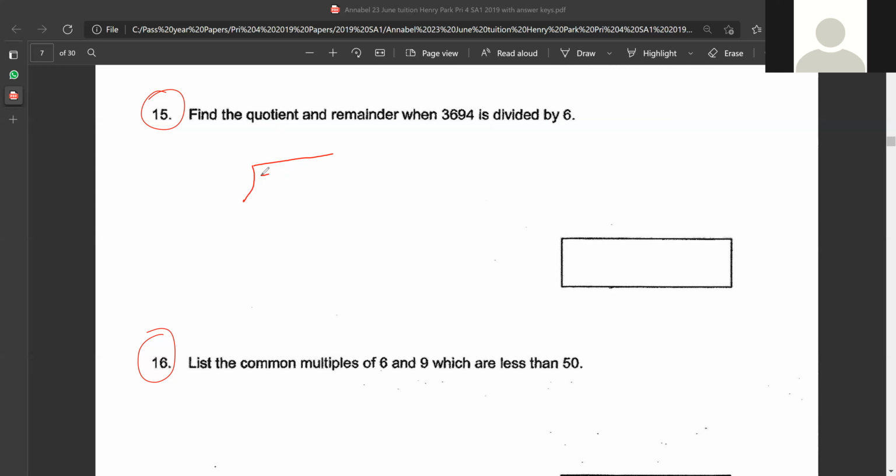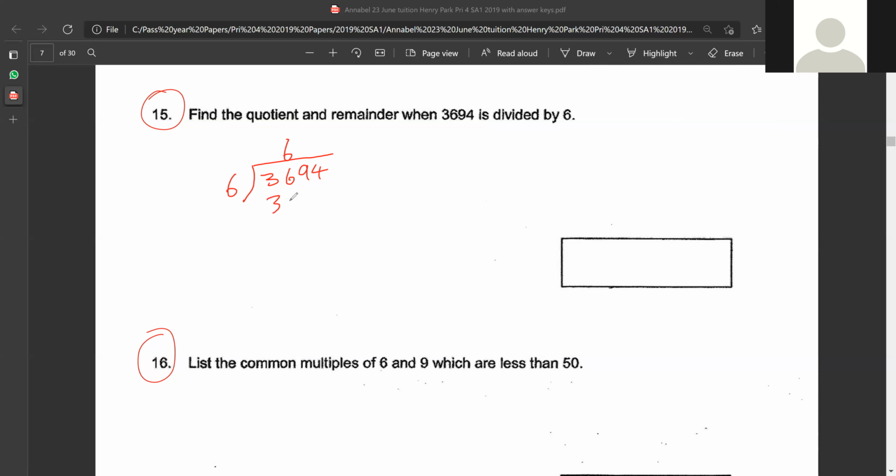3, 6, 9, 4. Yup. And here must I write here? 6. Good. Then after that, how to do this question? What must I write here? 6 times what equals 36?